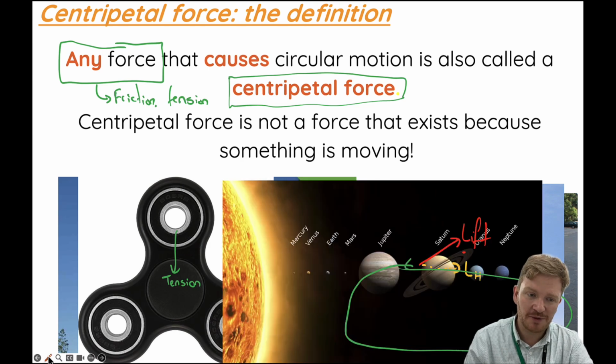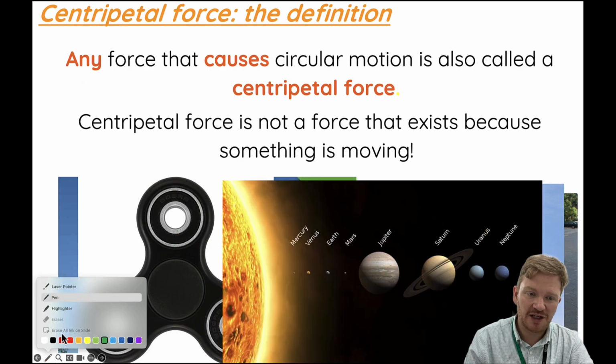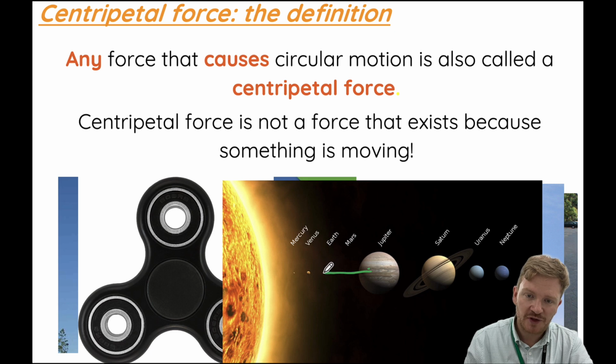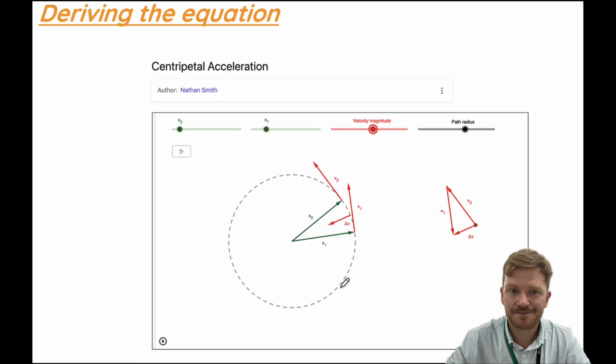One last example, the planets. Obviously the planets all orbit the sun. So from Jupiter's perspective, it is gravity. So gravity is another pretty common one that we will deal with.